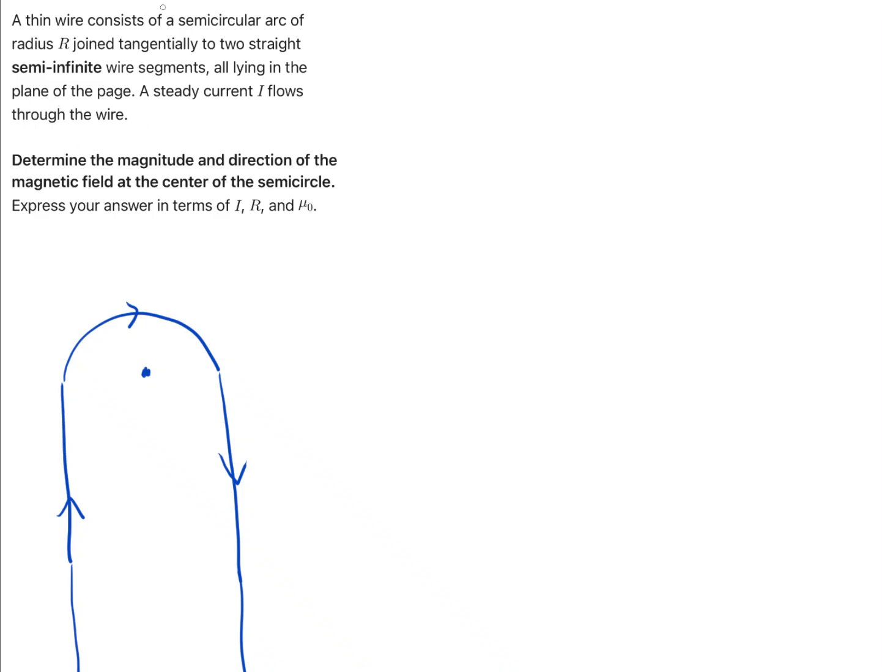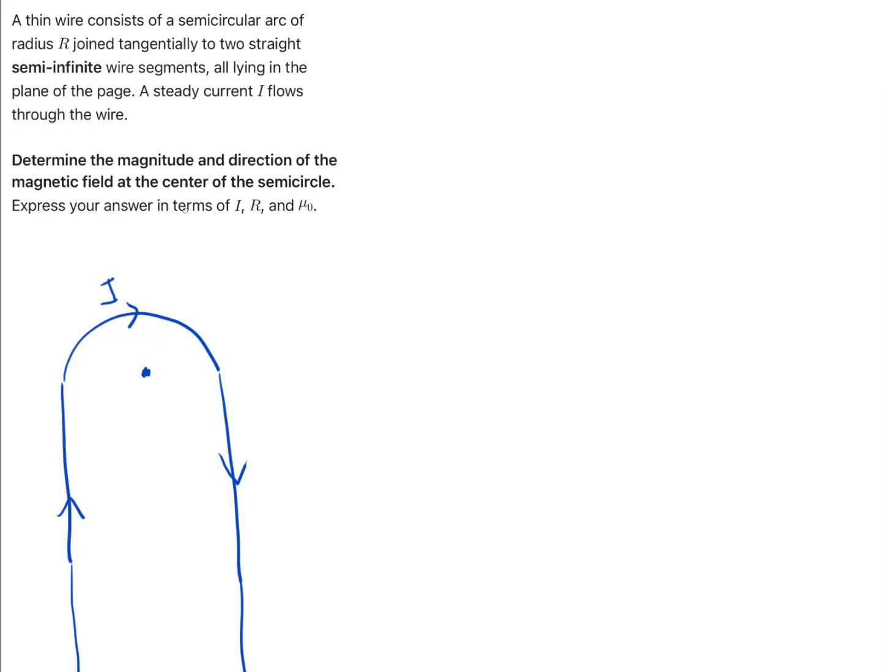A thin wire consists of a semicircular arc of radius r joined tangentially to two straight semi-infinite wire segments, all lying in the plane of the page. A steady current I flows through the wire in the direction shown here. Determine the magnitude and direction of the magnetic field at the center of the semicircle.